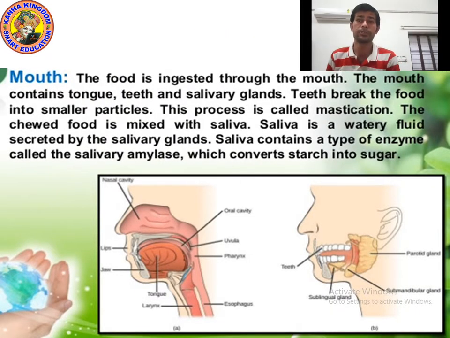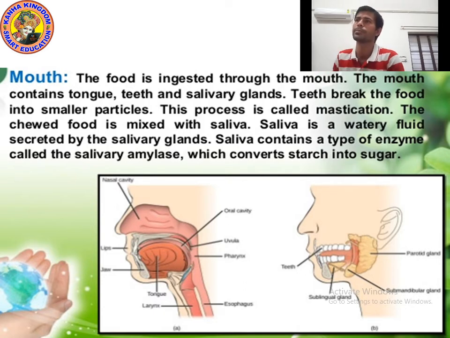So kids, we also studied about the mouth. Do you remember about the mouth? The food is ingested through the mouth. Yes, we take food through the mouth. The mouth contains tongue, teeth, and salivary gland. Yes, three main organs are present in our mouth: tongue, teeth, salivary, TTS.